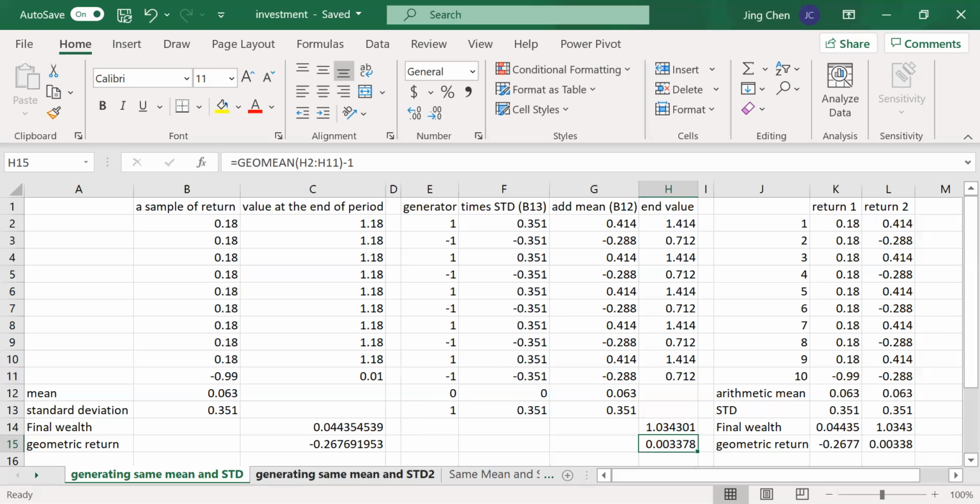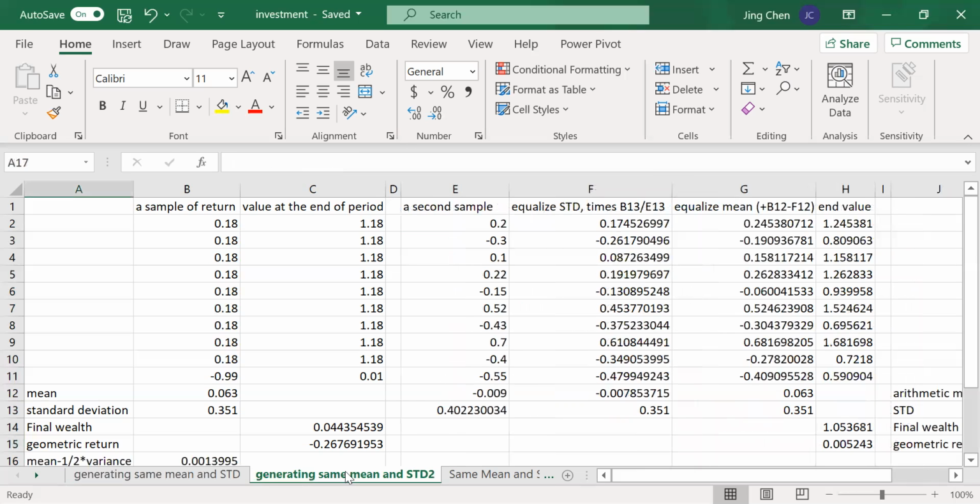Let's do another one. Here the first sample is the same. For the second sample, let's just write in another one. Anything you can write in. And we have the mean and the standard deviation. So the first step is to equalize the standard deviation.